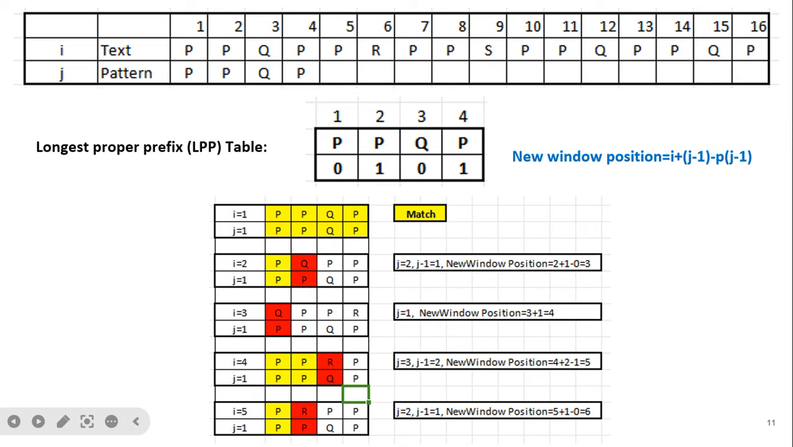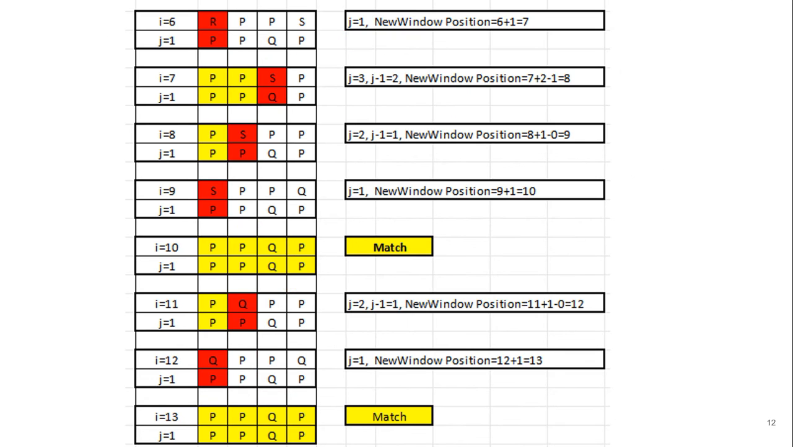So j equal to 3, j minus 1 is equal to 2. New window position is equal to I, which is nothing but 4 plus 2, and at 2 location the value of LPP is 1, so minus 1, which is getting 5. So I is equal to 5. At I5 location we are getting PRPP, and j equal to 1. PP match, mismatch, we are following the same. So in this way we are going continuously.